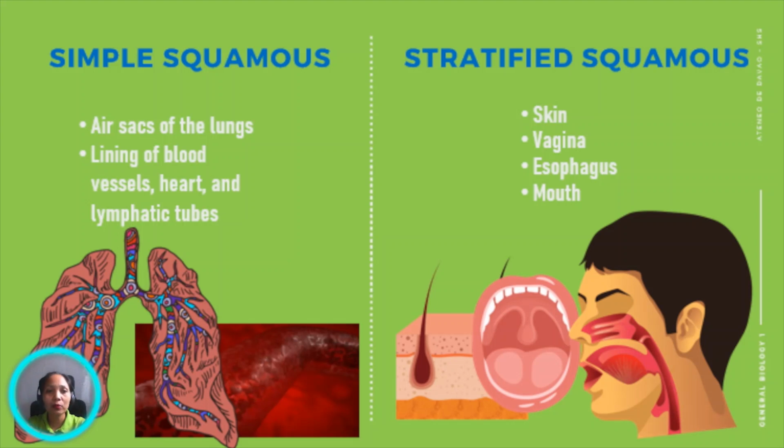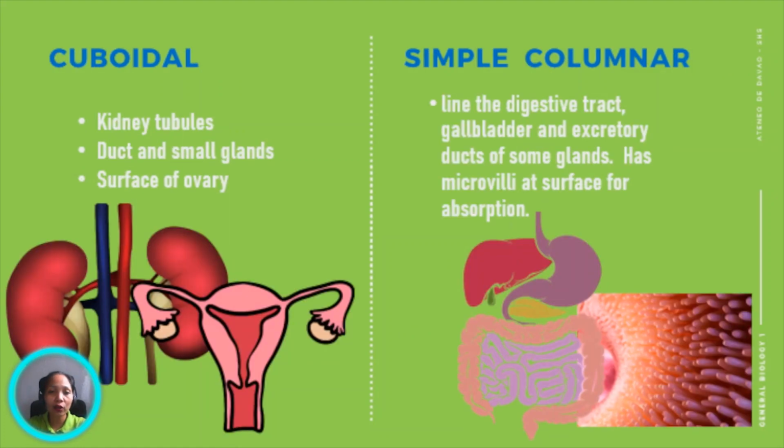The simple squamous epithelium can be found in the air sacs of the lungs, lining of the blood vessels, heart, and lymphatic tubes. Stratified squamous epithelium lines the skin, the vagina, the esophagus, and the mouth. Cuboidal cells are found in the kidney tubules, ducts, and small glands, and in the surface of the ovary. Simple columnar epithelium lines the digestive tract, the gallbladder, and excretory ducts of some glands. It has microvilli at the surface for absorption.